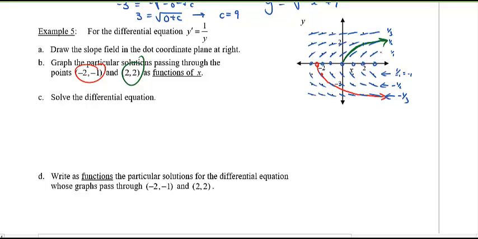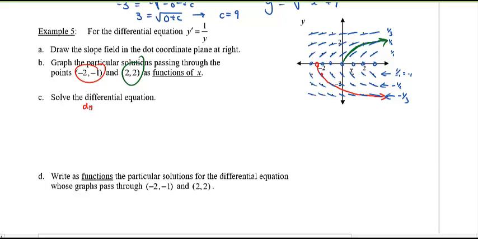And now I'm going to ask you to solve these differential equations. When I solve the differential equation, you're solving for y, so you're trying to find the equation of these two graphs that I've sketched in green and red. Just looking at these, I hope you can see that they look like square root functions. So we should be predicting that this gives us a square root function equation.